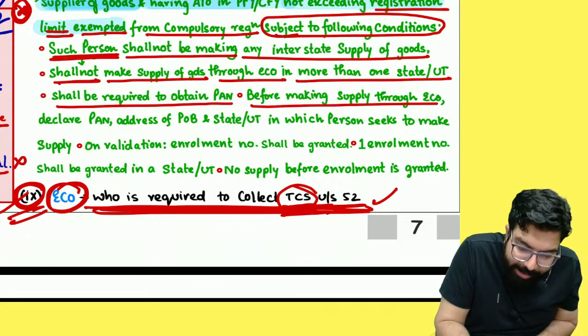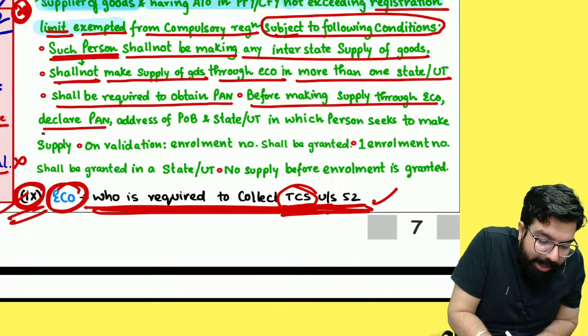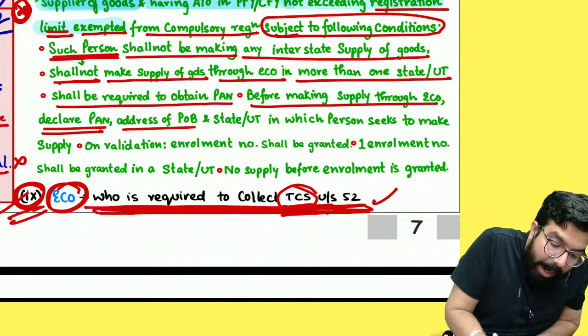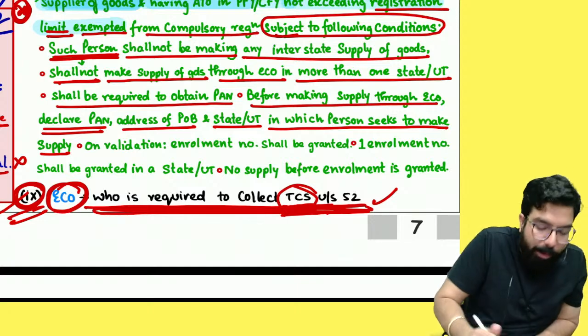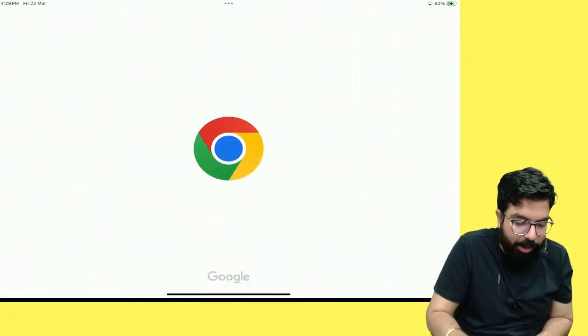And before making the supply through e-commerce, you should declare your PAN number, address, and the state in which the person seeks to make supply. You have to go and declare when you know. I'll show you everyone over here.